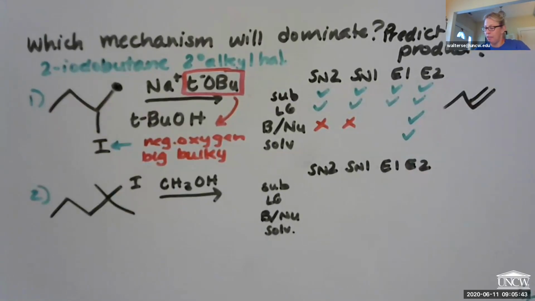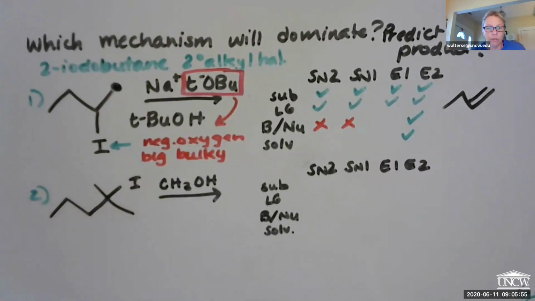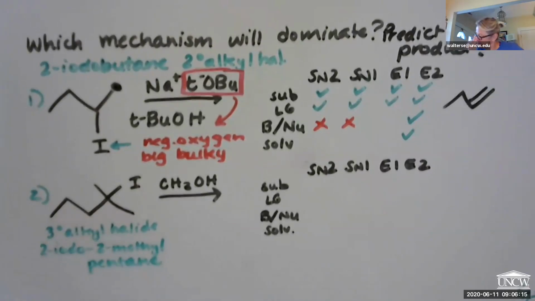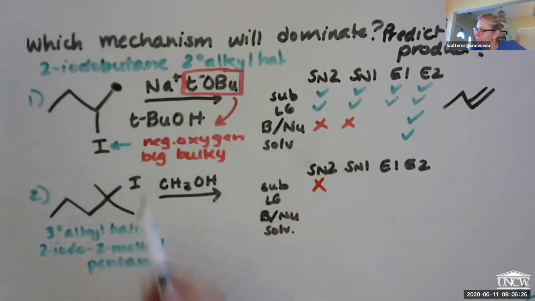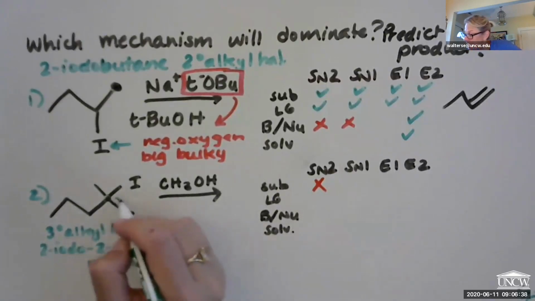Okay. So we'll do something similar in the bottom reaction. This time we have a tertiary alkyl halide. Here we go. Tertiary alkyl halide. This one's not chiral. 2-iodo-2-methylpentane. Tertiary alkyl halides cannot participate in SN2 reactions. Okay. This sp3 hybridized carbon is too blocked to allow a nucleophile to reach this partially positive carbon participating in the polar bond.